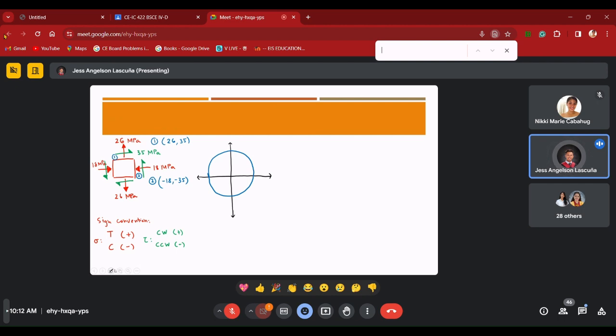That's good. So let's see, negative 18, negative 35, and around here is your 26, 35. Connect them. So now we have the Mohr circle.